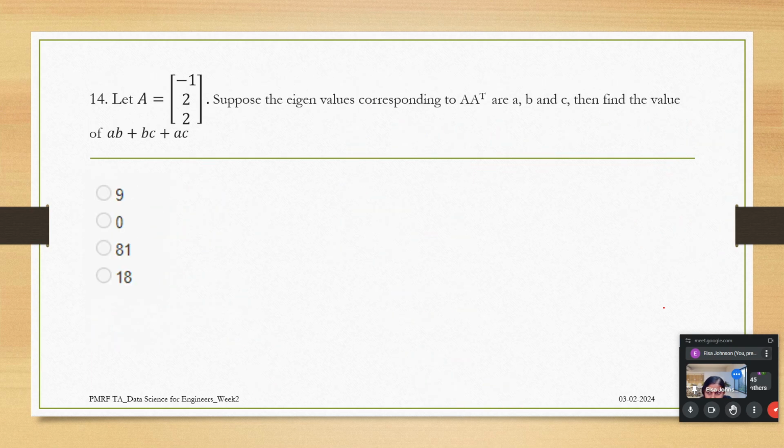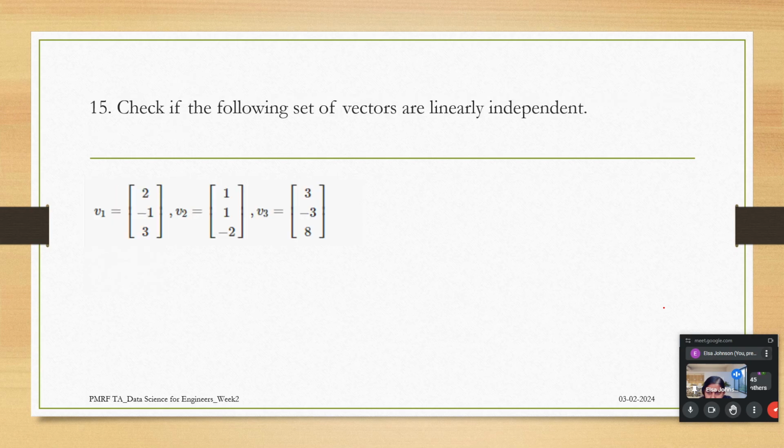Okay, this we have found out. Check if the following set of vectors are linearly independent. Just the usual steps to do that. You can first write 2 -1 3, 1 1 -2, and 3 -3 8.